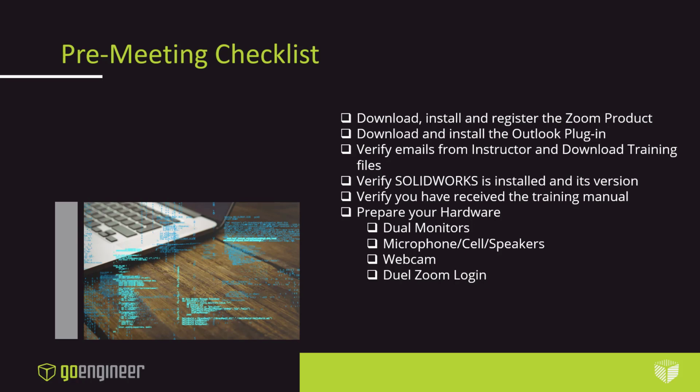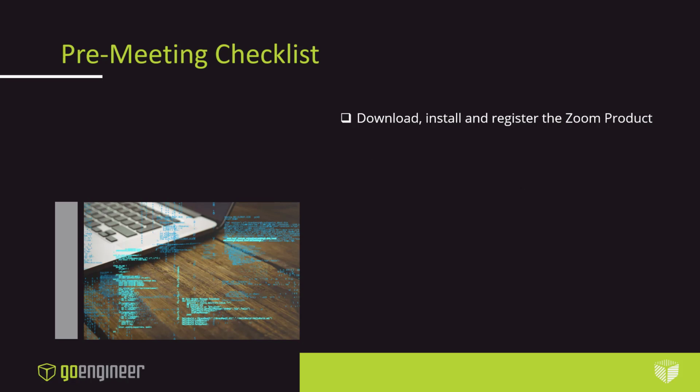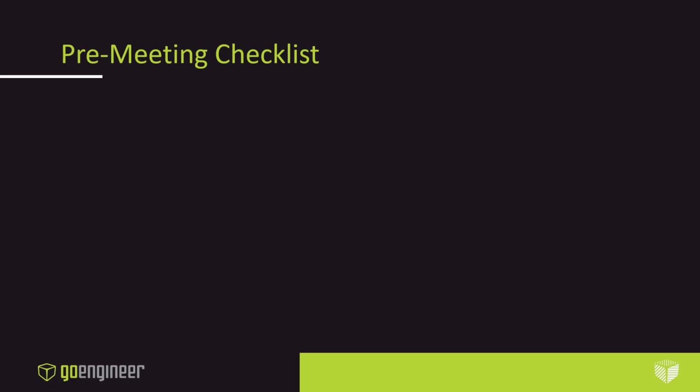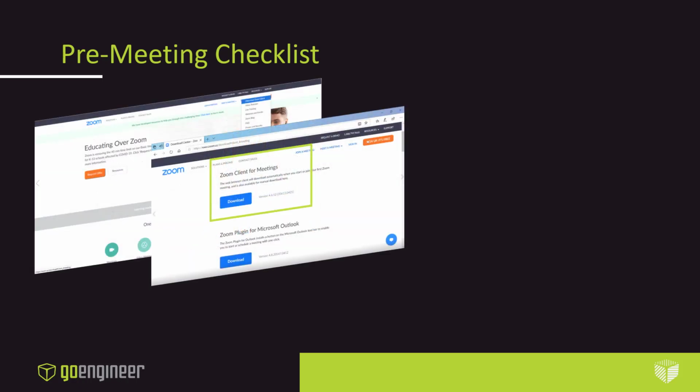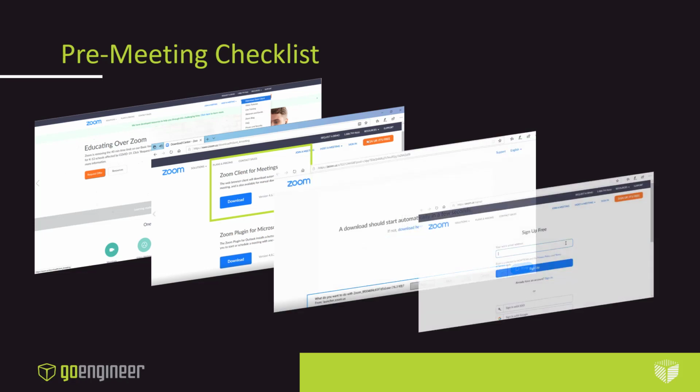Our pre-meeting checklist. These are the topics that we will be covering in this video, so let's get into this one. Downloading, installing and registering the Zoom product. As we talked about in prior videos, we discussed going over to your Internet Explorer, going to the Zoom website, going to the download page, finding the client for meetings, downloading it and installing it, and also registering the product, so this way you'd be ready to go for your meeting.